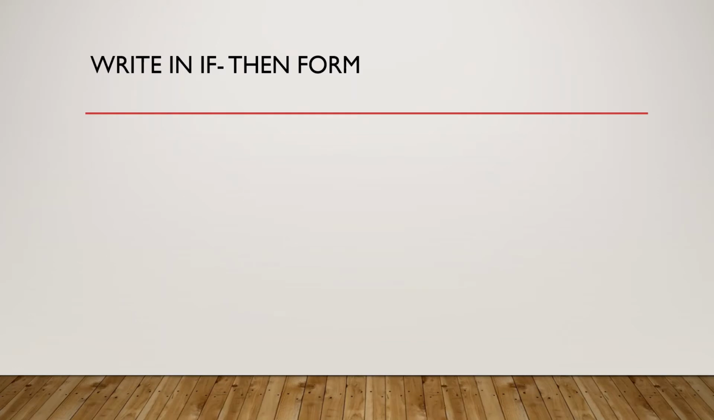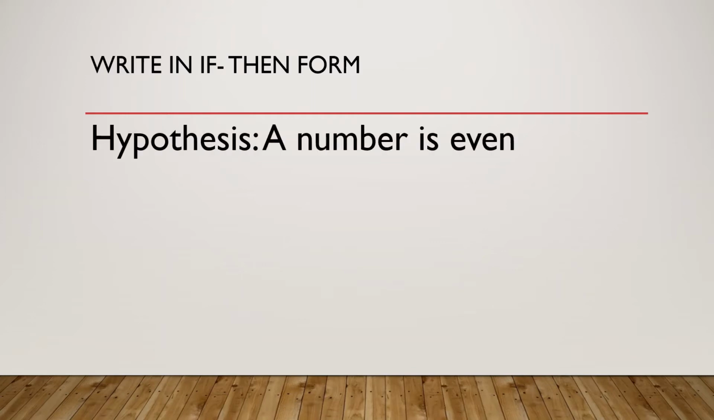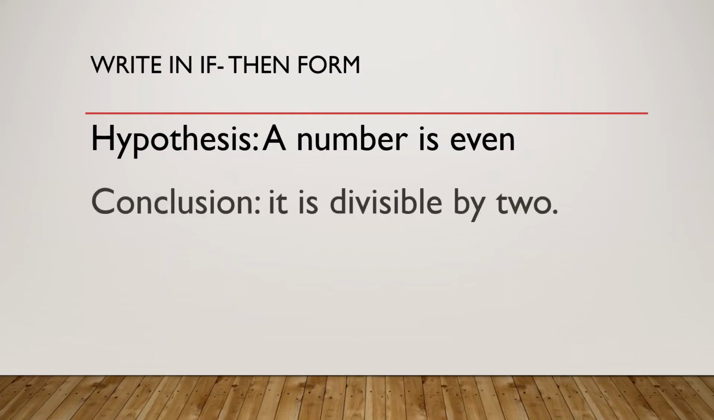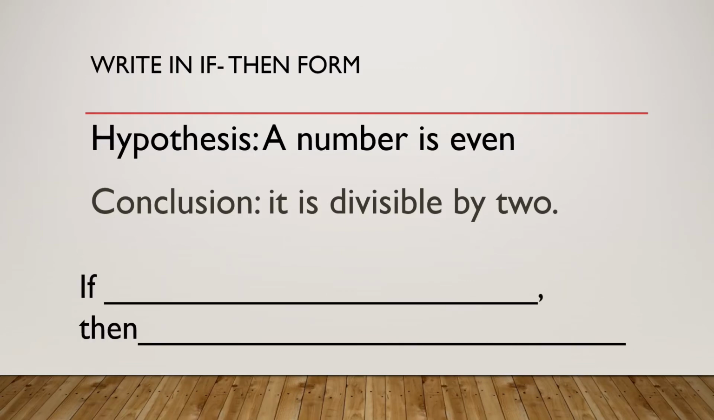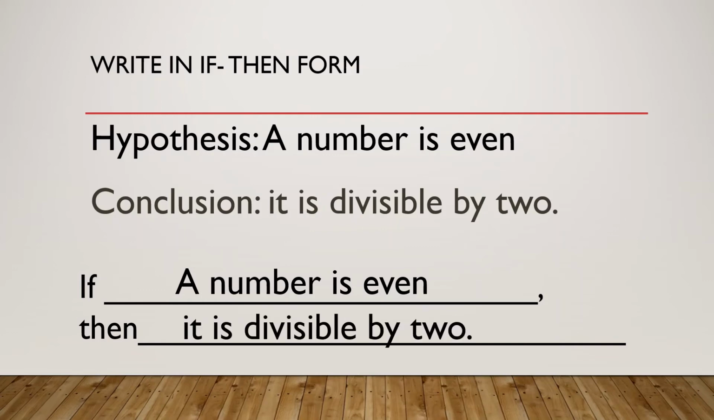Great job, grade 8! Now, let's try to write in the if-then form. Let's say the hypothesis is a number is even, and the conclusion is it is divisible by 2. So connecting it using if and then, we have: if a number is even, then it is divisible by 2.